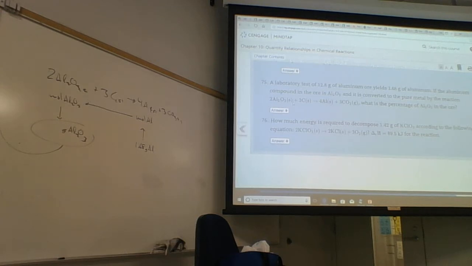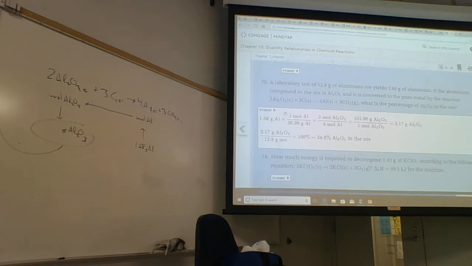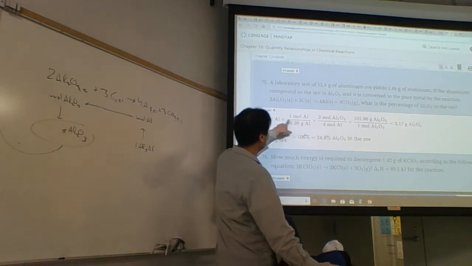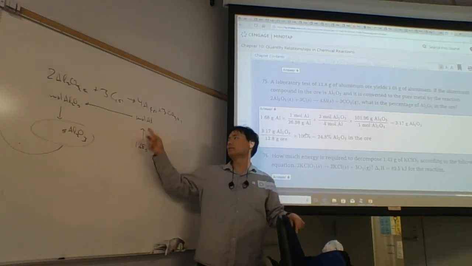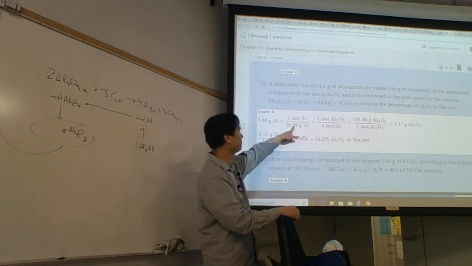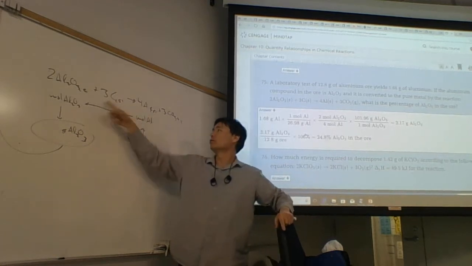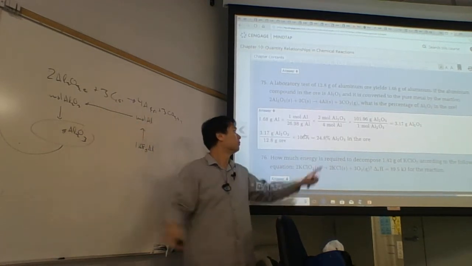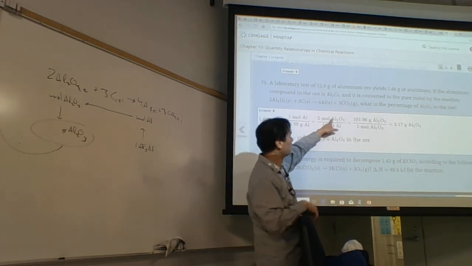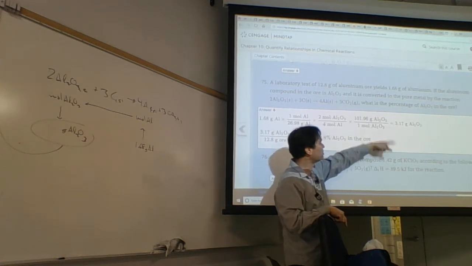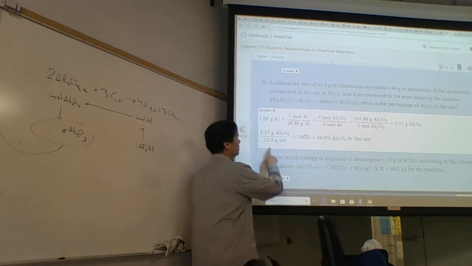So let's see how they did it here. They went from grams of aluminum to moles of aluminum, molar mass is here. And then from moles of aluminum to moles of aluminum oxide. So it's a 2-to-4 ratio. The mole ratio is here. And then from moles of aluminum oxide to grams of aluminum oxide, this is the molar mass. And so they end up with 3.17 grams of aluminum oxide. We plug that in here.